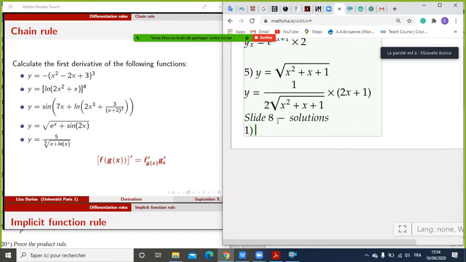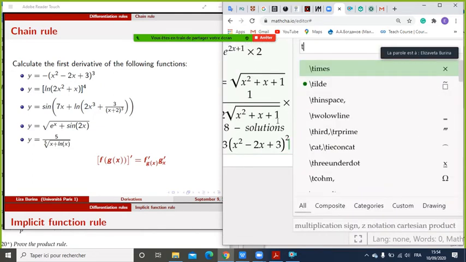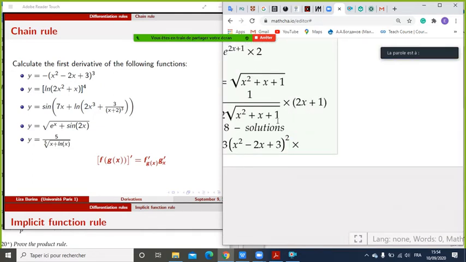That was supposed to be, well, at least what I got, minus 3x squared minus 2x plus 3 squared times 2x minus 2, 2x minus 2.